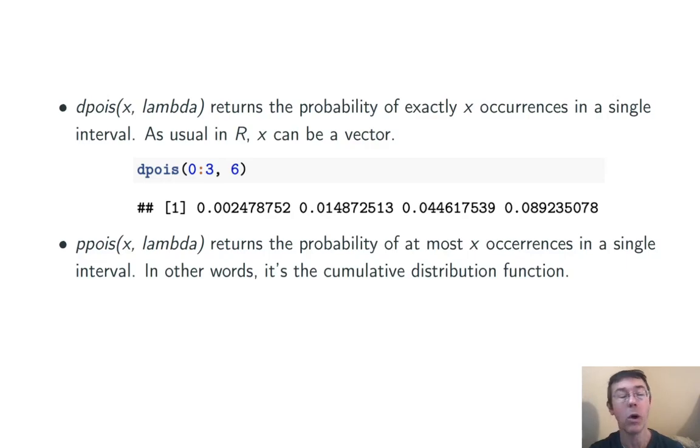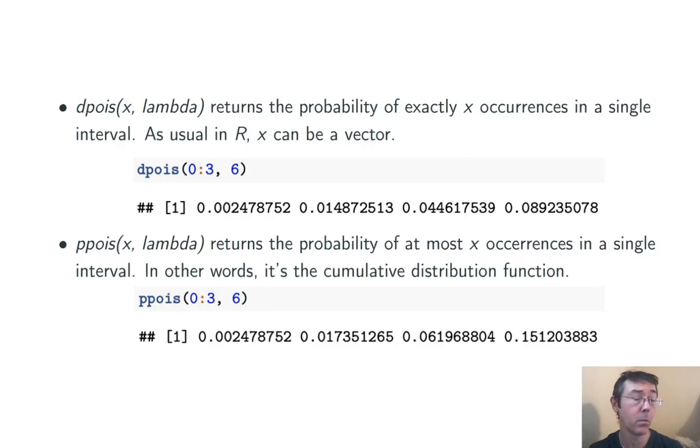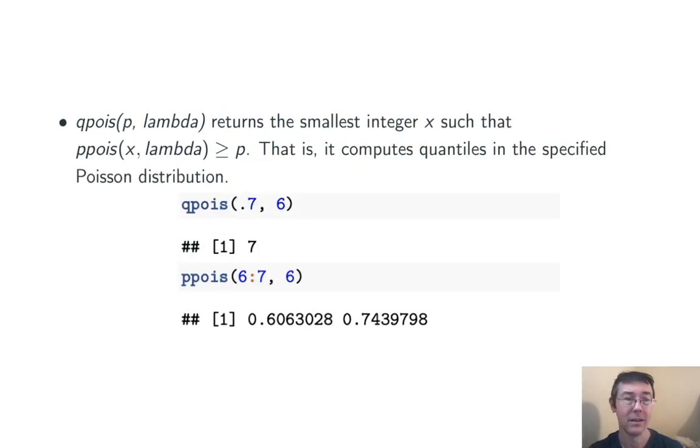Next, ppois. This is a cumulative distribution function. It returns the probability of getting at most x occurrences in a single interval. So for instance, ppois(0:3, 6) gives you the probability of at most 0 occurrences, at most 1 occurrence, 2, and 3 occurrences in the Poisson distribution with parameter lambda equals 6.